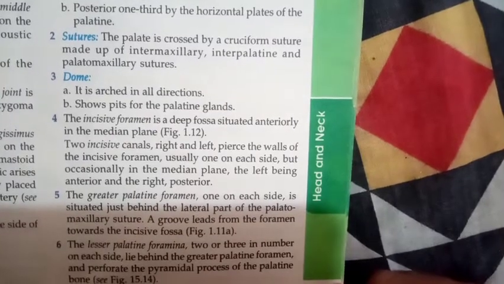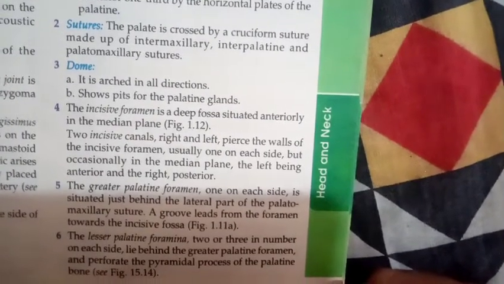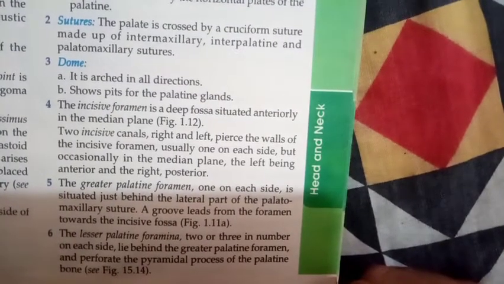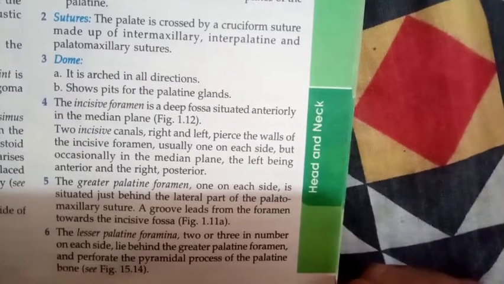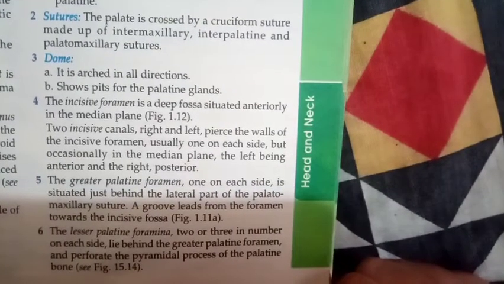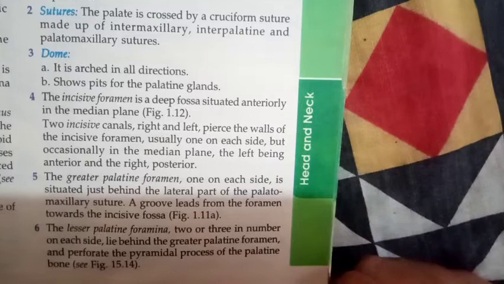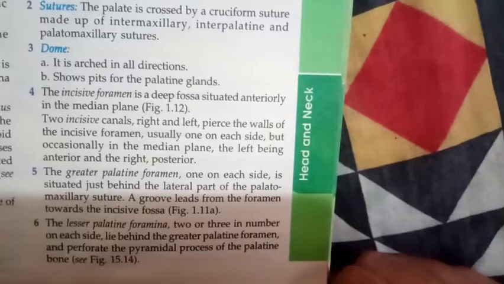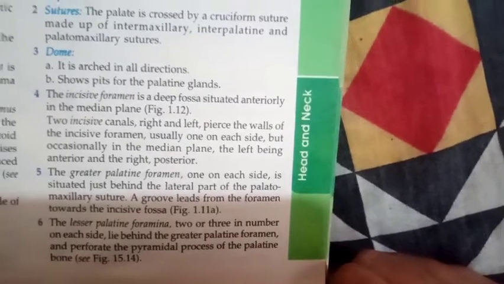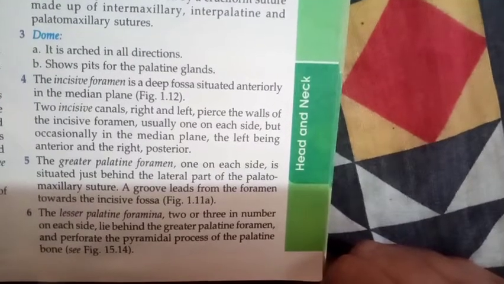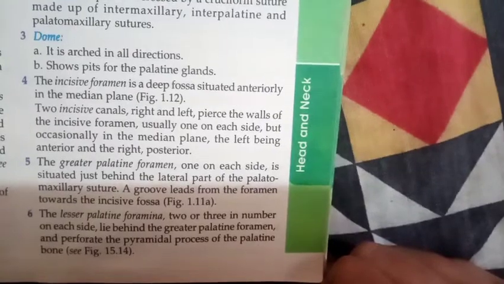The incisive foramen is a deep fossa situated anteriorly in the median plane. Two incisive canals, right and left, pass through the wall of the incisive foramen, usually one on each side, but occasionally in the median plane, the left being anterior and the right posterior. The greater palatine foramen, one on each side, is situated just behind the lateral part of the palatomaxillary suture. A groove leads from the foramen toward the incisive fossa. The lesser palatine foramina, two or three in number on each side, lie behind the greater palatine foramen and perforate the pyramidal process of the palatine bone.